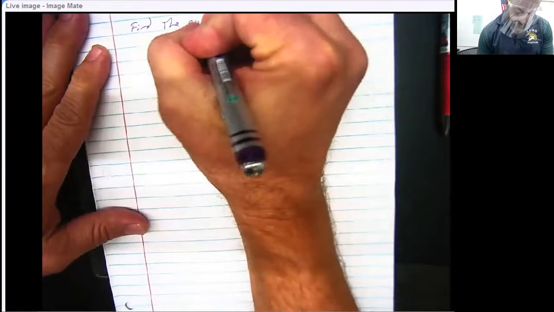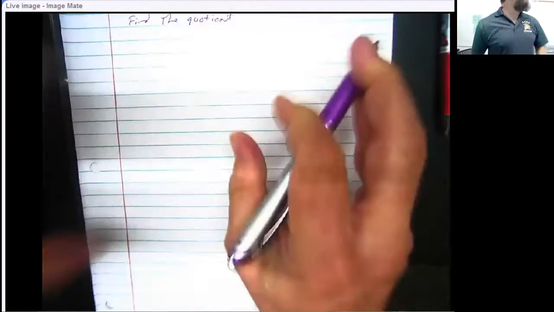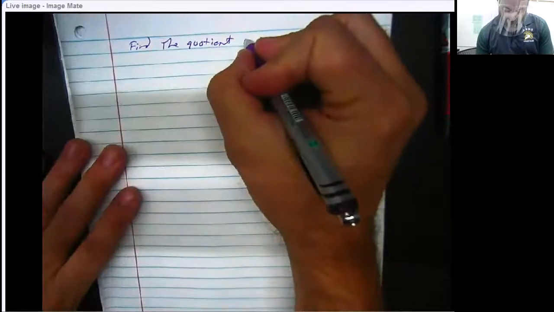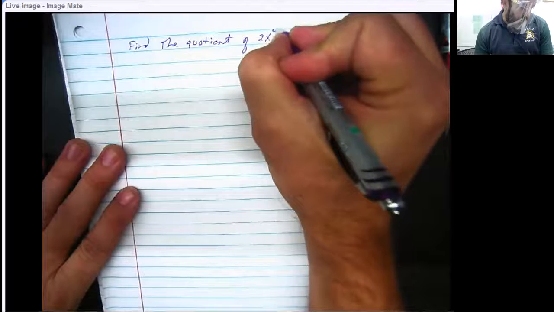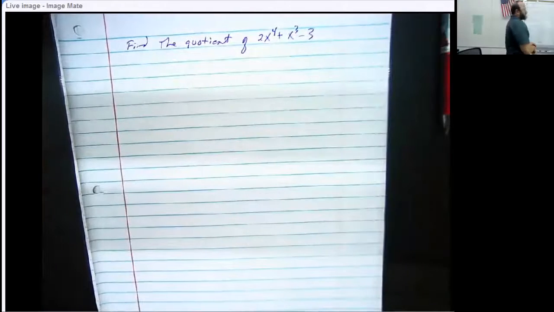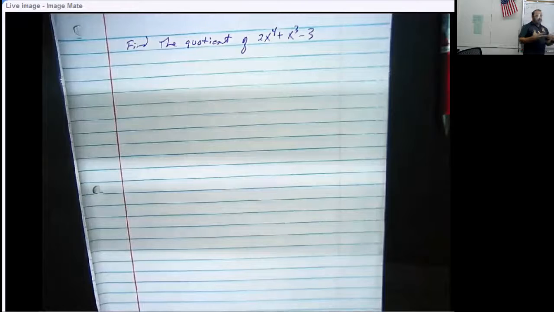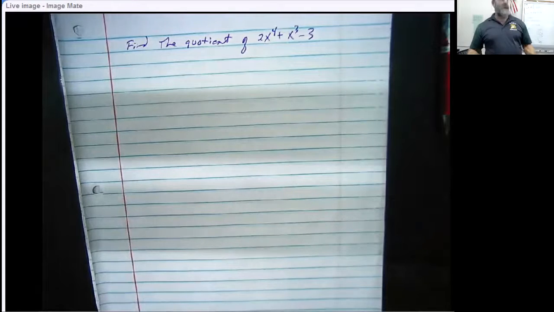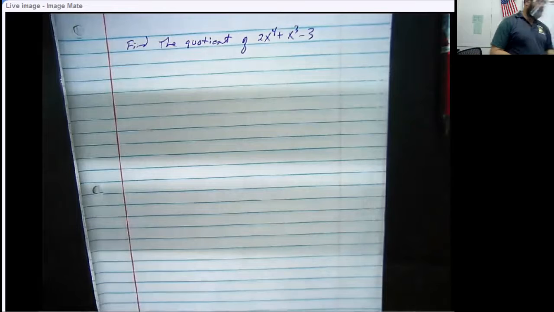Find the quotient. Now, by the way, the quotient is the answer to a problem involving division. You're going to get 2x to the 4th plus x cubed minus 3. Now, do you notice anything that I did? I got x to the 4th, I got x cubed, and I go minus 3. I missed the x squared and I missed the x.